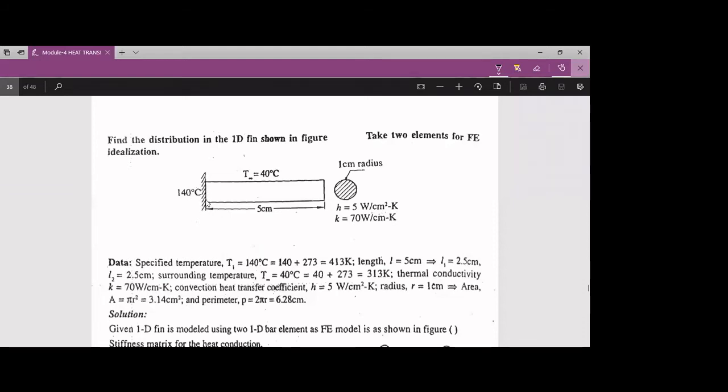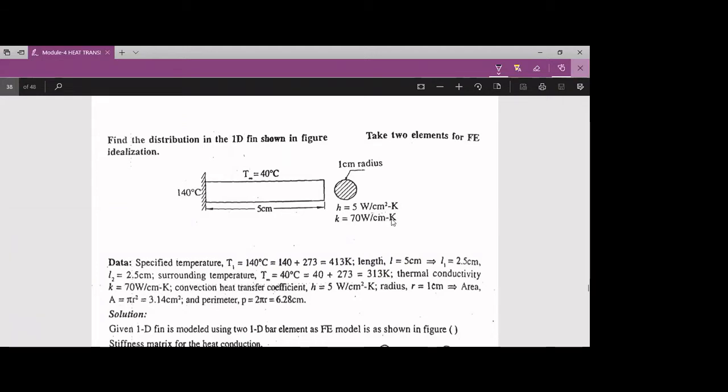Now, at this inner surface, where the hot gases develop, the temperature is equal to 140 degrees centigrade. Then the atmospheric or ambient temperature, T infinity, is equal to 40 degrees. Okay, and it has a circular fin, with a radius of 1 centimeter and a fin length of 5 centimeter. For this, the convective heat transfer coefficient h is given as 5 watt per centimeter square Kelvin.